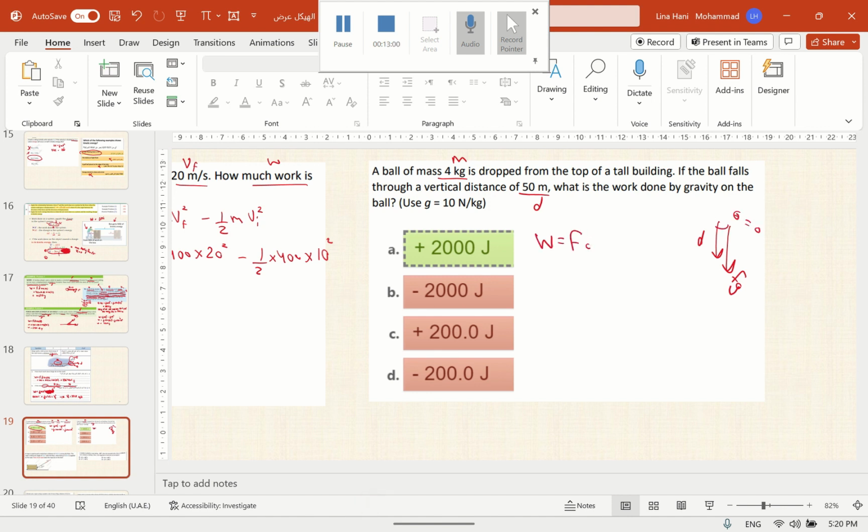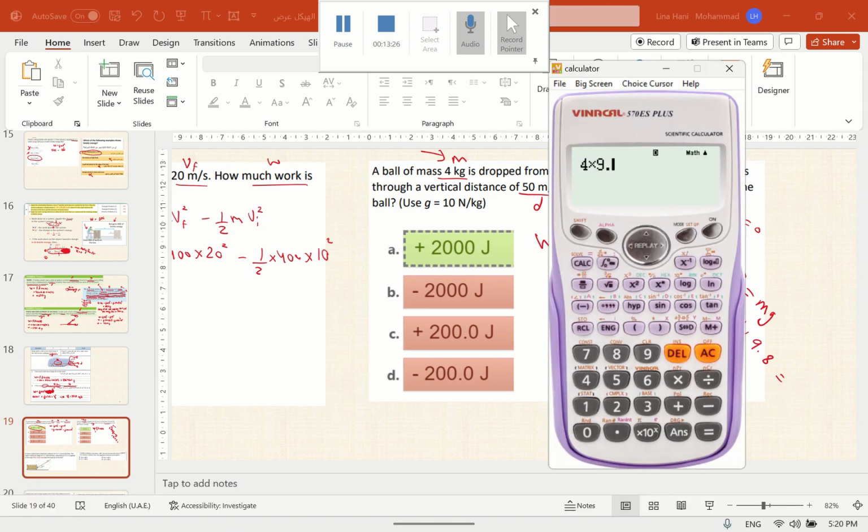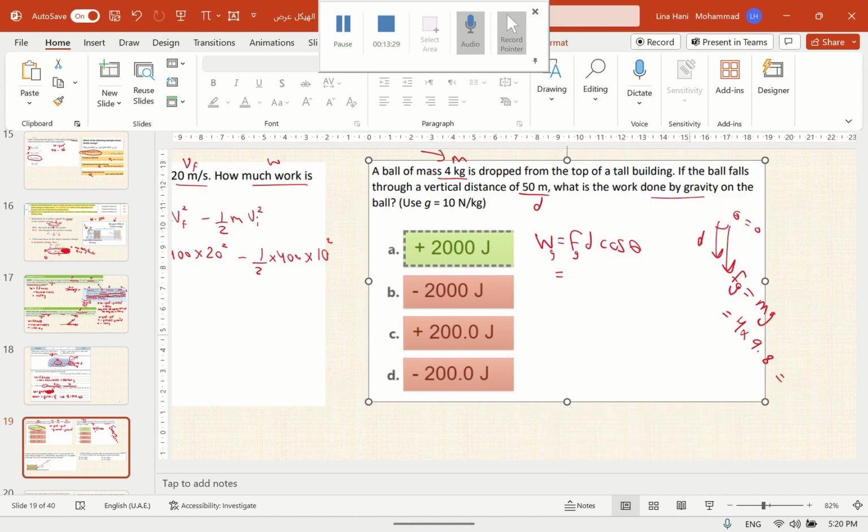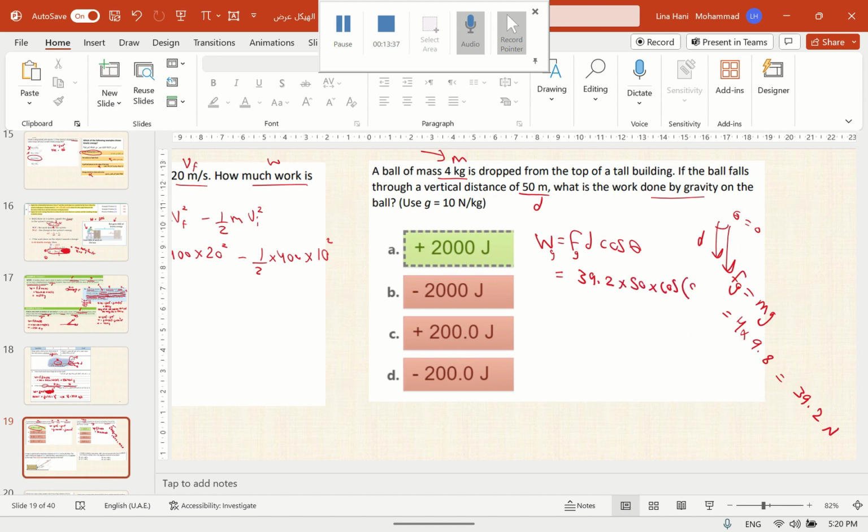The work equals F d cosine theta, where F is the force of gravity. Oh, I don't have the force of gravity. How can I find it? Well, I have a mass. If I want the work done by gravity, I need to find the force of gravity, so I need to multiply m times g. The mass is 4, g is 9.8. 4 times 9.8 equals 39.2 newtons. The distance is 50, cosine of the angle between them, 0.